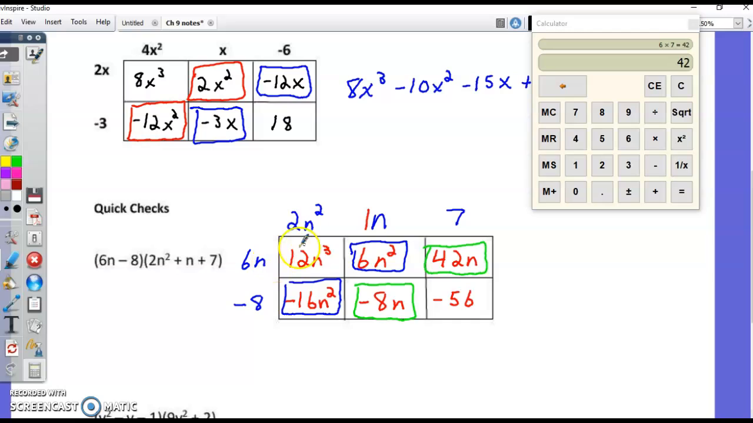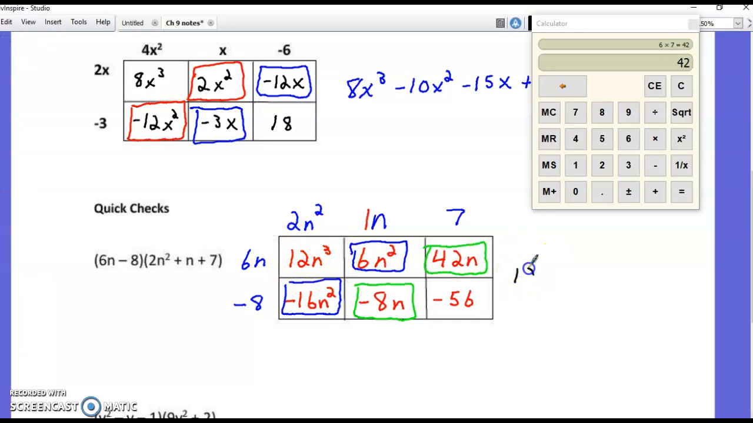So I'm going to write out the first term. That would be a 12n to the third. Then I have a 6 and a negative 16, so you can do negative 16 plus 6 or 6 minus 16. So negative 16 plus 6 gives us negative 10, and that's the n squared terms.